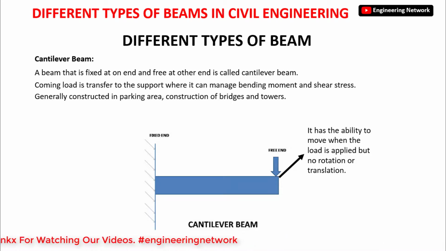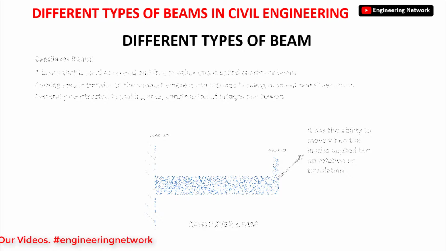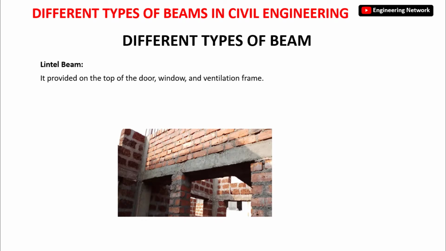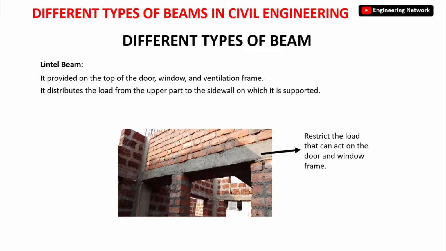Okay? Ninth type of beam is lintel beam. Now, lintel beams are generally provided on the top of the door, window and ventilation frame, as you can see on your screen. The main function of lintel beam is to restrict the load that can act on the door and window frame, right? It distributes the load from the upper part of the side wall in which it is supported.